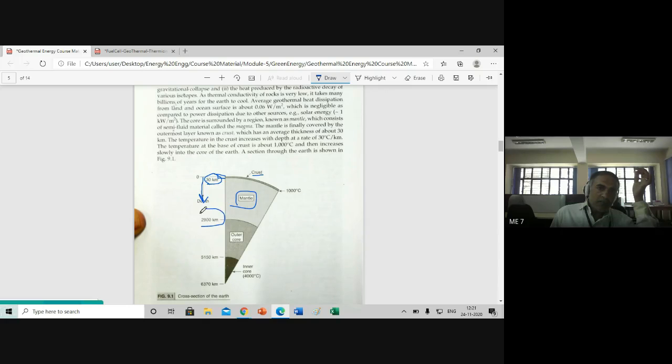2,900 kilometers up to mantle. Next, again we go deeper. 5,150 kilometers. This is outer core. Again we go deeper, 6,370 kilometers. Inner core, 4,000 degrees Celsius. This is where the magma is present.